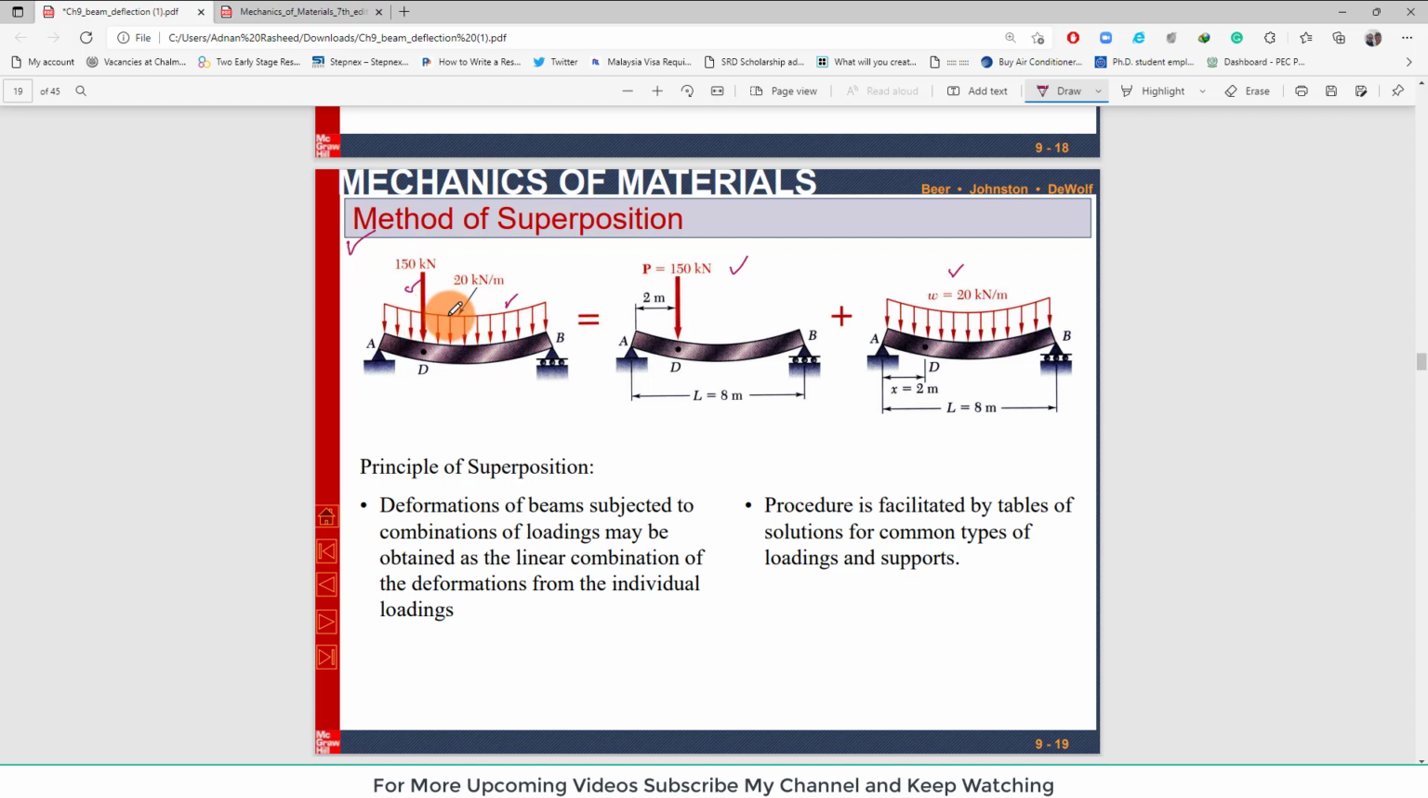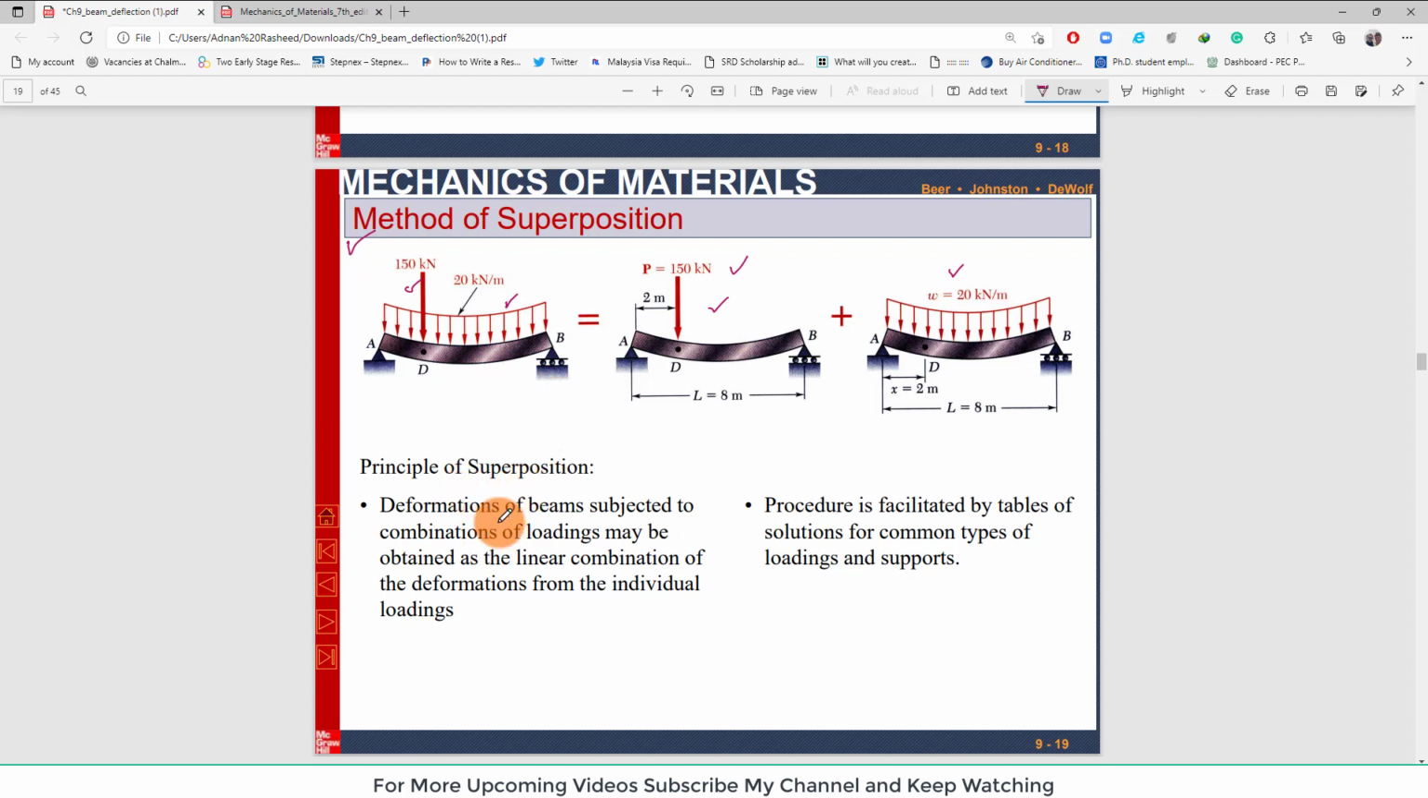In this case there are two loadings, and the effect caused by these two loadings will be equal to the sum of the load effect caused by loading 1 and the effect of this load 2, that is W. Clear? Their effects summed will be equal to the total effect of these two loadings. So this is the method of superposition.